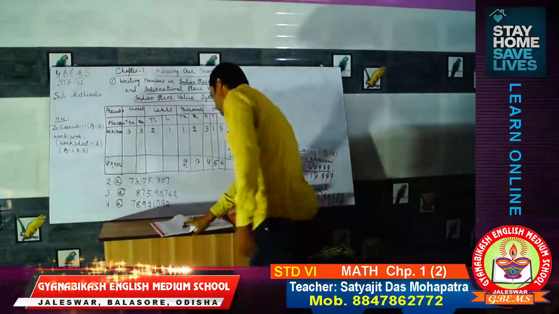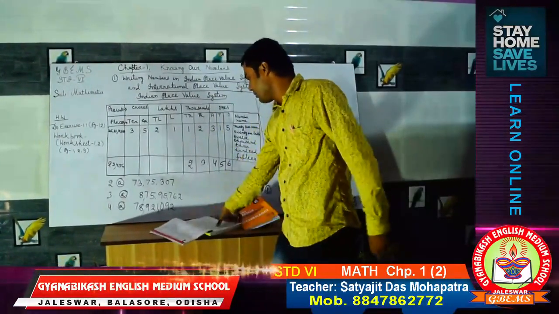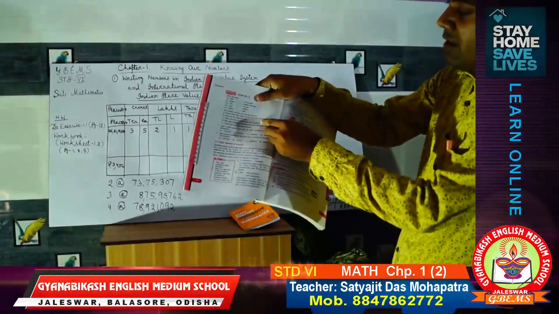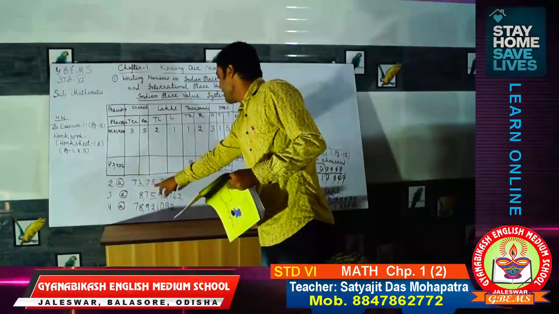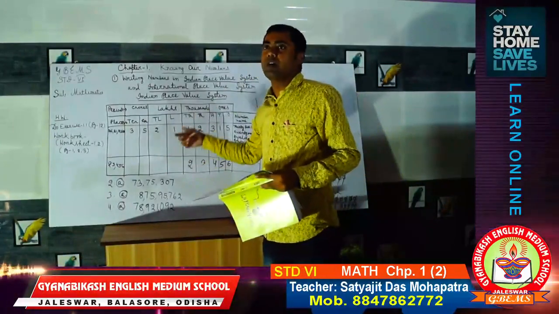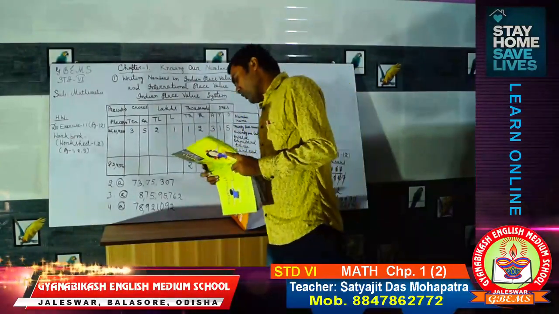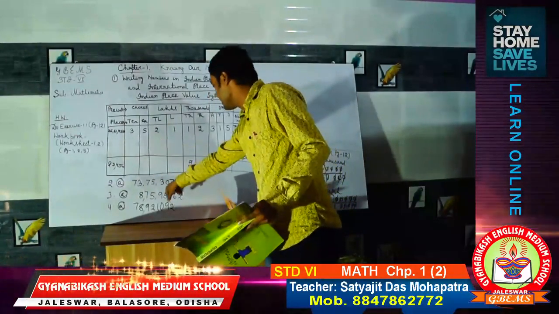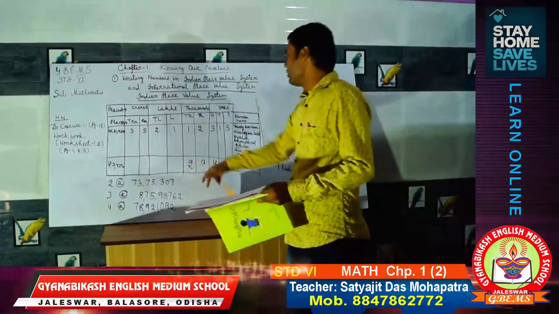Here is given: place commas correctly and write the numerals. Here is given 73 lakhs 75,307. So here I have written 73 lakhs 75,307. Previously I have discussed how to put the comma. In the Indian place value system you put a comma after three digits, after that after every two digits. This is 7, say after 307 then 75, like this you write.